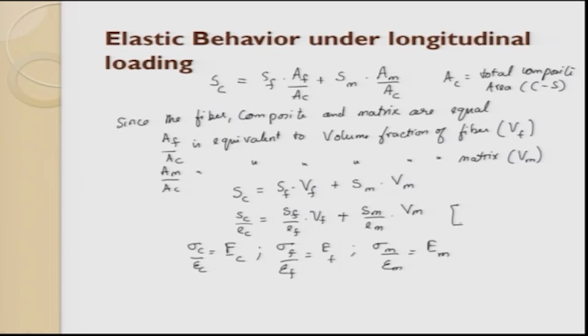So here, what is the assumption? We assume that the composite, fiber and matrix are assumed to be elastic. Okay. What is E? E is the Young's modulus. This is Young's modulus. I write it down. E is Young's modulus, the modulus of elasticity.